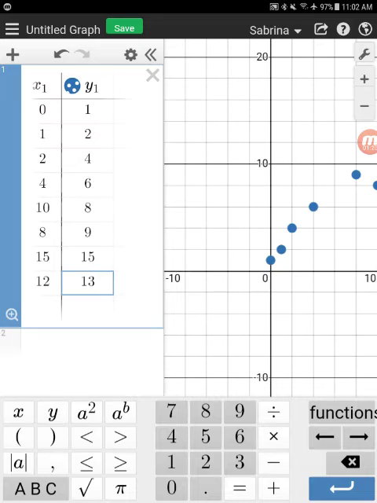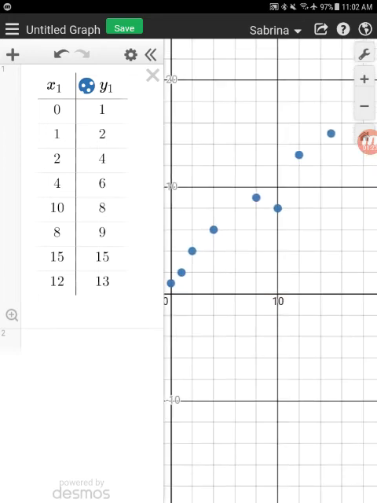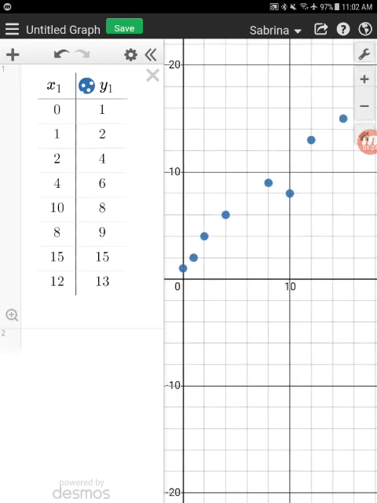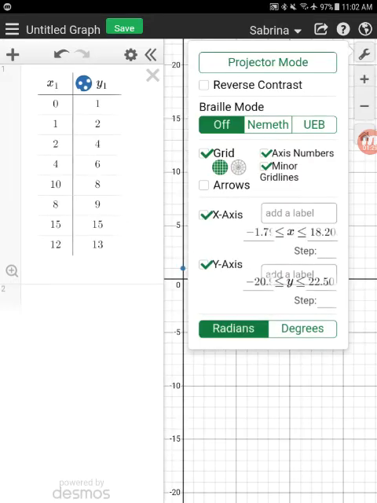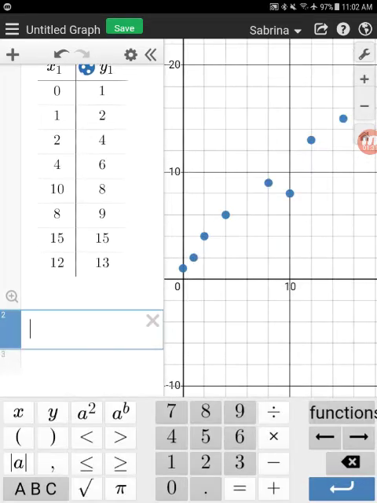As you can see, I see my scatter plot, and I can thicken up my graph by going to the wrench at the top right and clicking on projector mode, and that thickens up that graph for me.